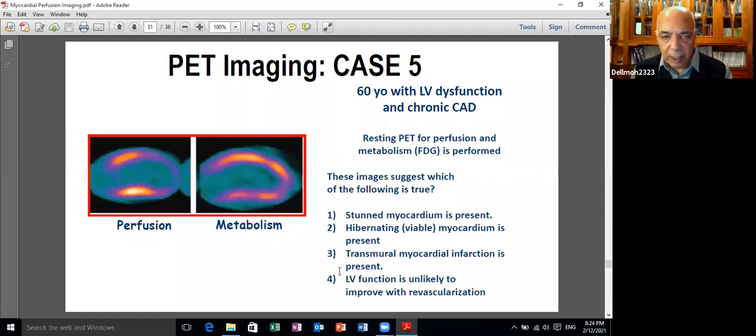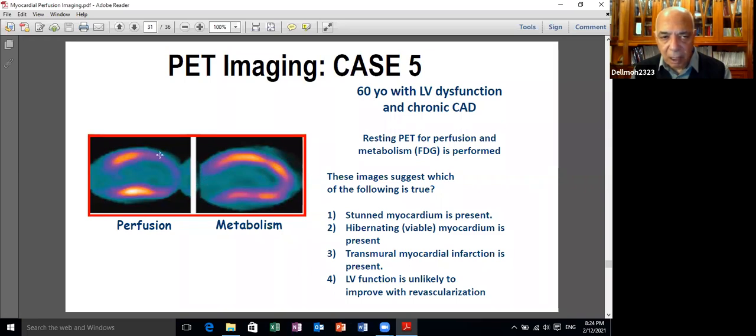So what we see here is that there is a good perfusion, but the metabolism is impaired. So here the blood flow reaches the myocardium, but it cannot be metabolized. This is what we call perfusion metabolism mismatch. This is the characteristic of the hibernating myocardium. The hibernating myocardium cannot metabolize, is not active in metabolism.